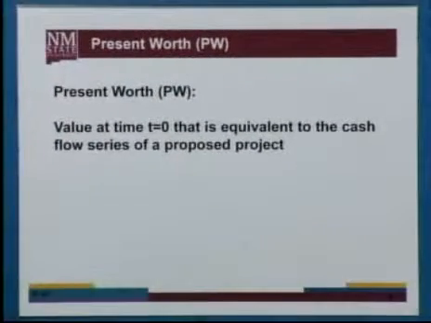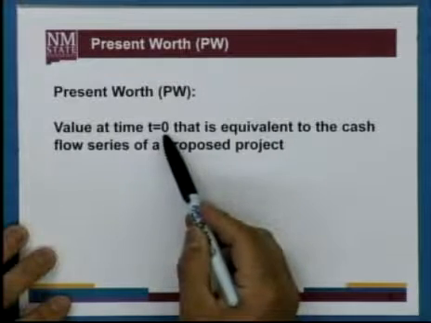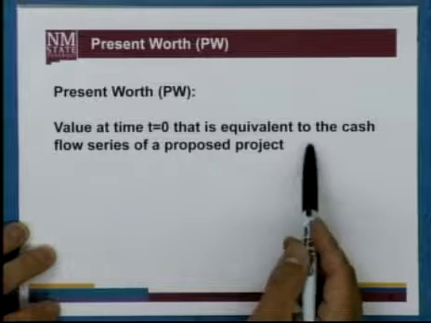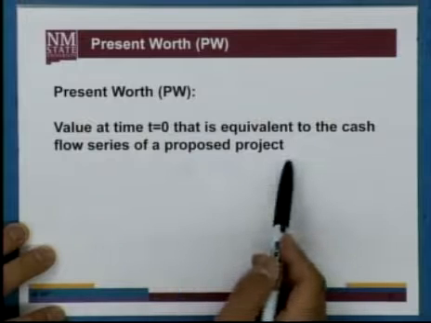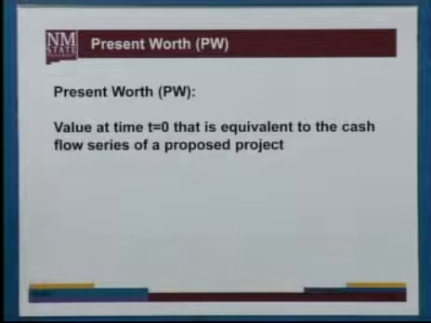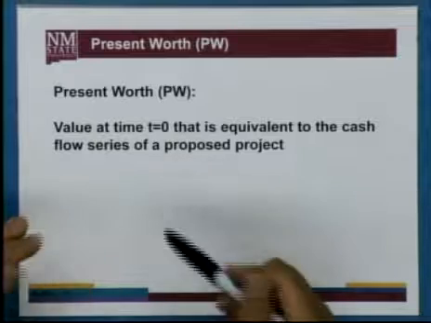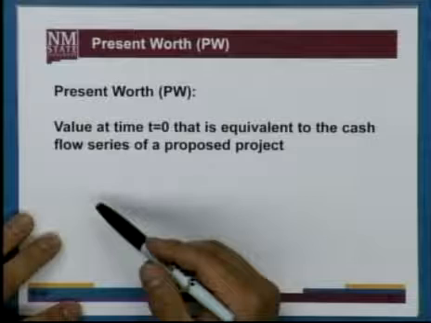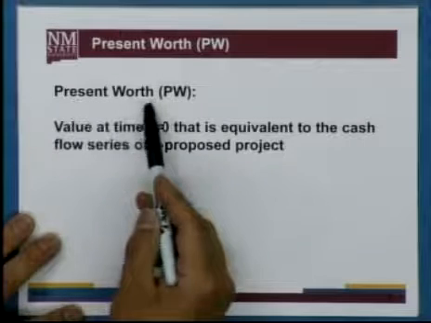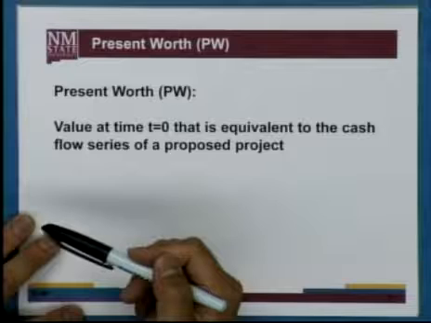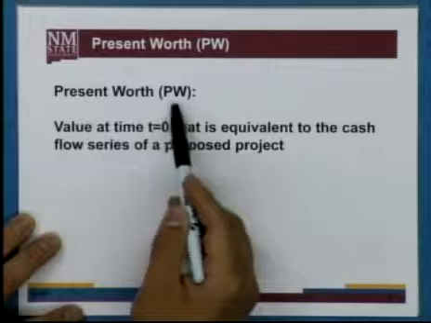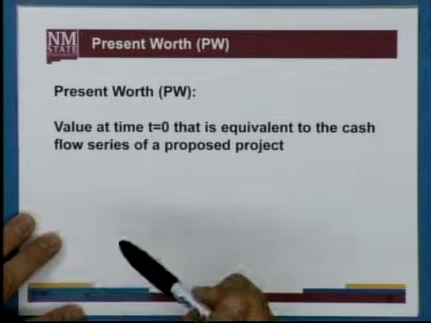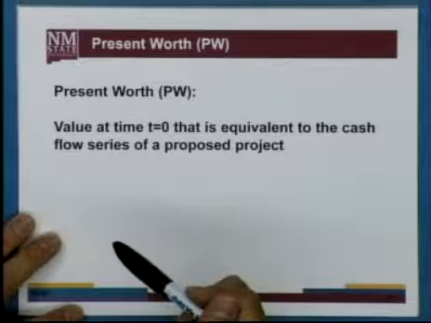And like this screen shows, the present worth, the PW, is the value at time t equals 0, which is equivalent to the cash flow series of a proposed project. So the standard for a desirable present worth is very simple. If any alternative has positive present worth, then that is desirable to do. And if any alternative has negative present worth value, then those alternatives should be avoided if possible.